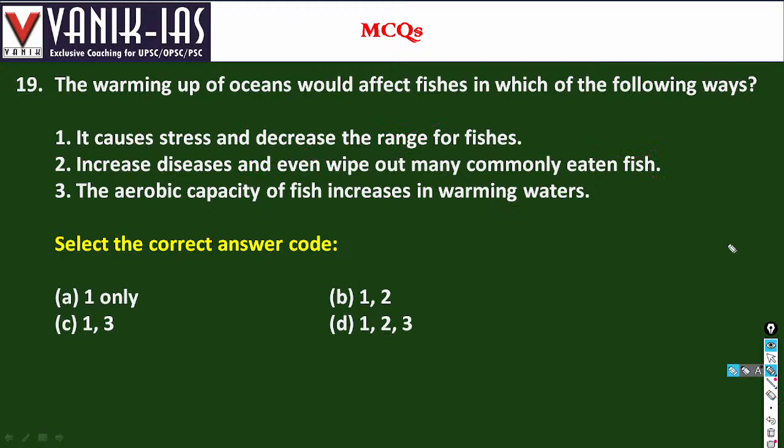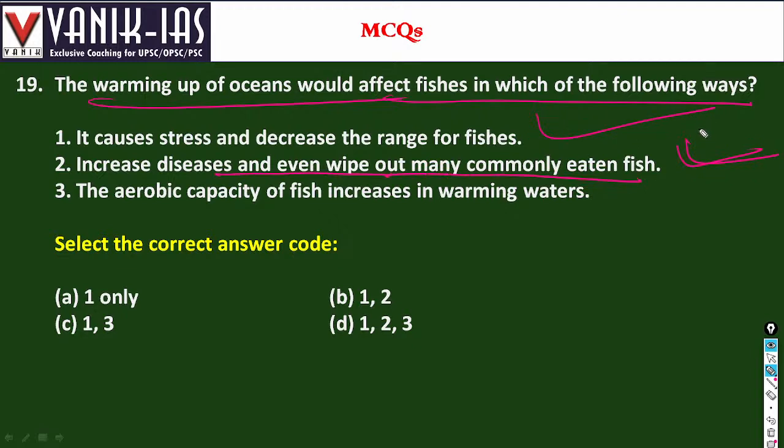The warming of oceans could affect fishes in which of the following ways? Warming of the ocean causes stress and decreases the range of fishes. It increases disease and wipes out many commonly eaten fishes. Yes, both the statements are right regarding ocean warming.